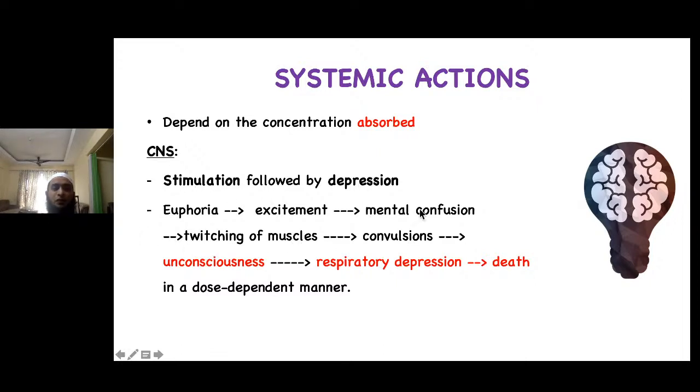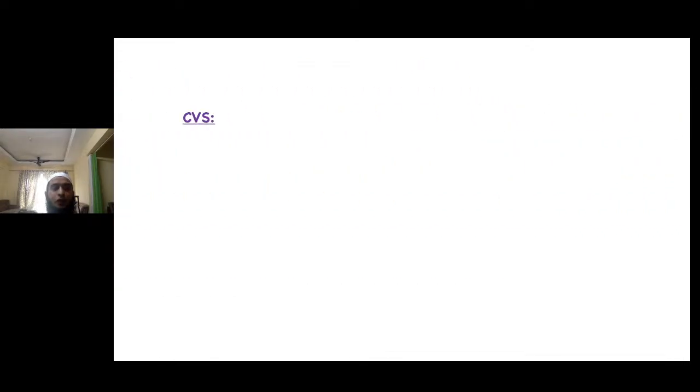So the symptoms highlighted in the black text are the symptoms of stimulation of the CNS, whereas the symptoms highlighted in the red text, like unconsciousness, respiratory depression and death, occur at a high dose of local anesthetic, and that is due to depression of your central nervous system. So this is the effect of local anesthetic on the CNS, but it only happens when the drug is absorbed into systemic circulation.